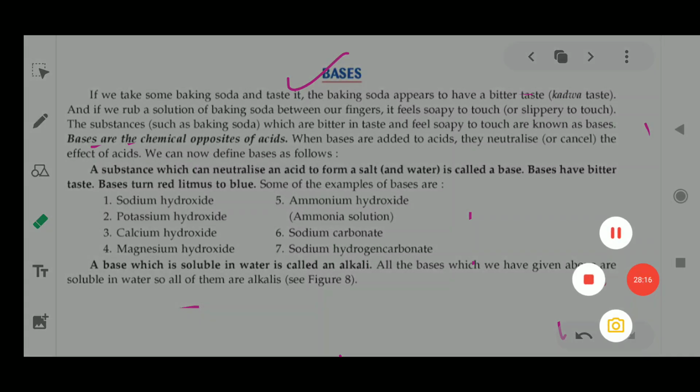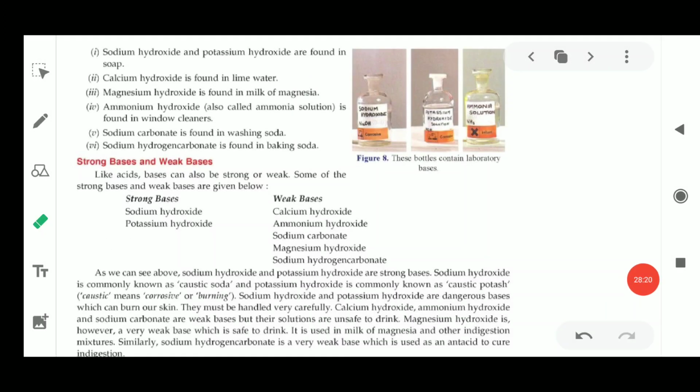Now next, about the uses of bases: sodium hydroxide and potassium hydroxide are found in soap. Calcium hydroxide is found in lime water, and magnesium hydroxide is found in milk of magnesia. This milk of magnesia is also known as an antacid. Now what are these antacids? We are going to discuss it in the later few slides.